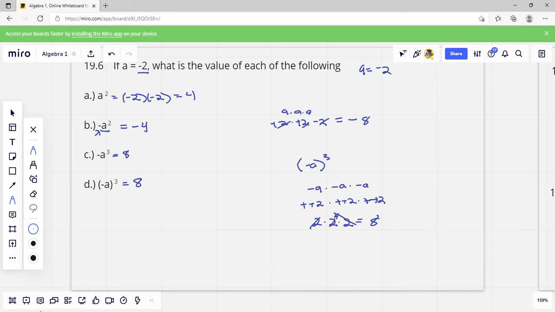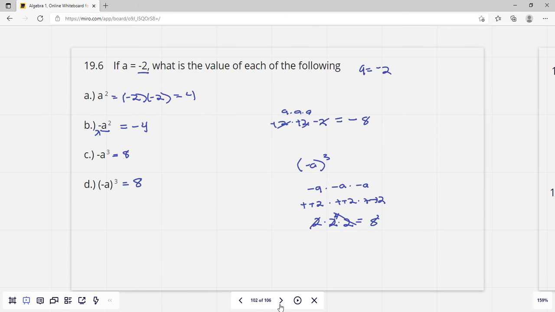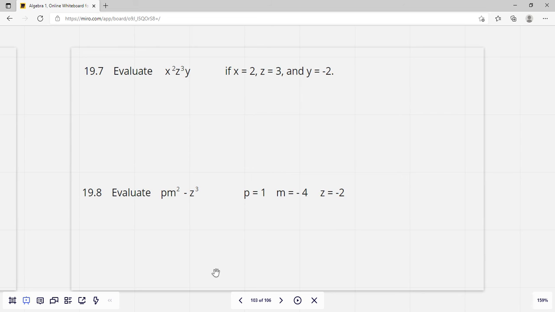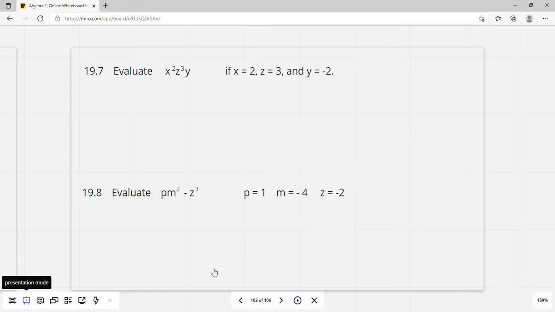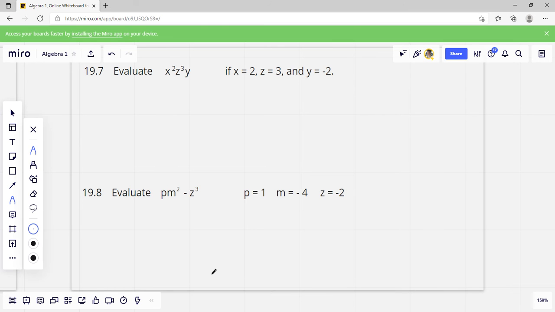Alright, let's try another evaluation problem. Okay, so this one has a bunch of variables in it, and they're all going to be replaced with a different number. So x is going to be 2, z is 3, y is negative 2. So I need x squared, right? So that's 2 squared, which will be 2 times 2, which is 4.